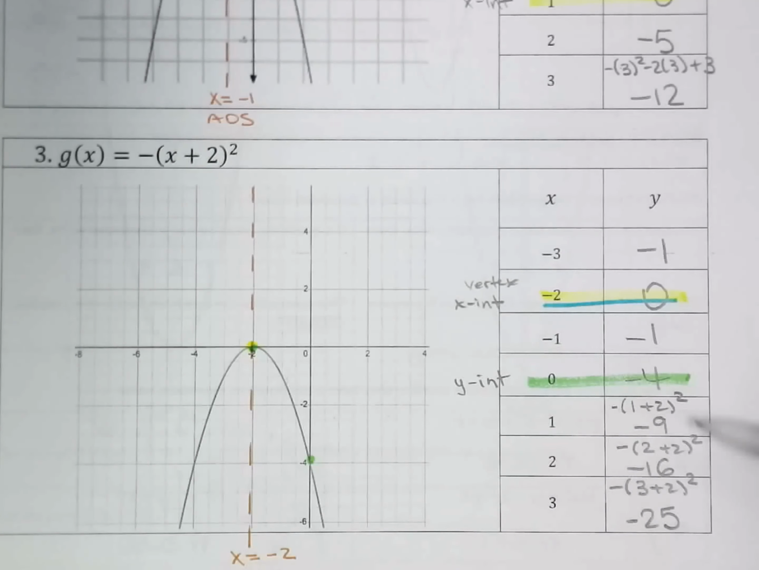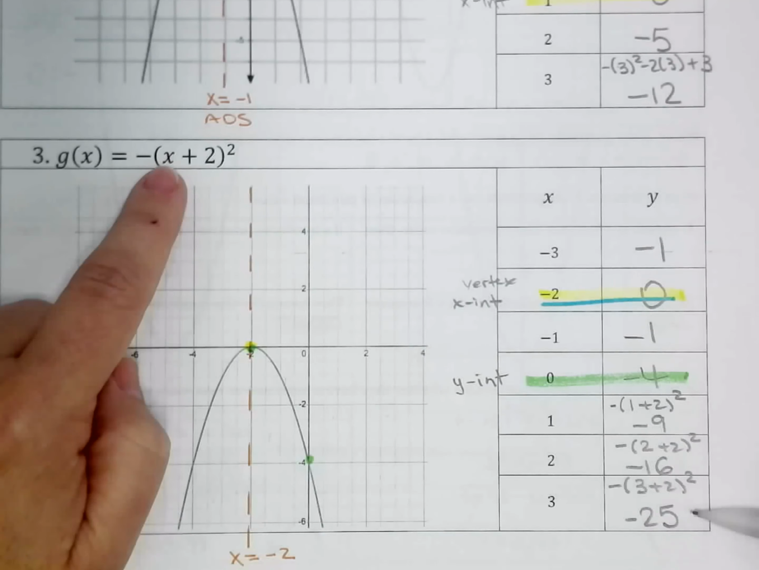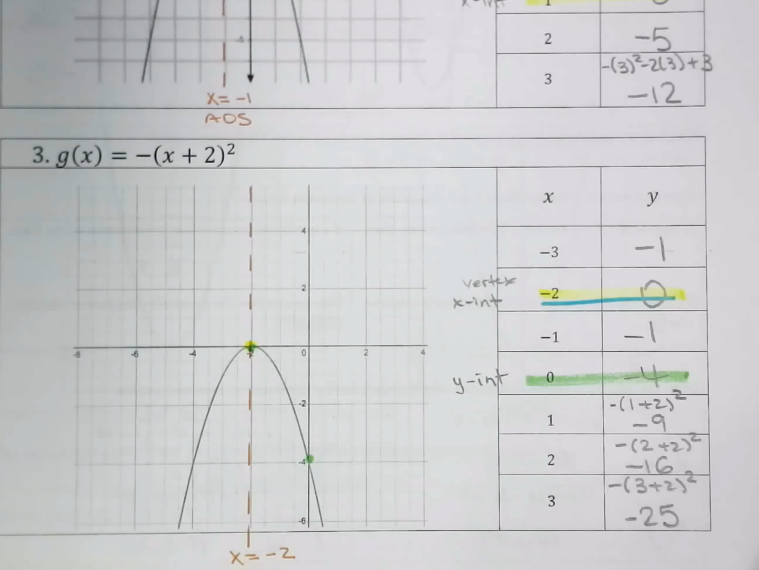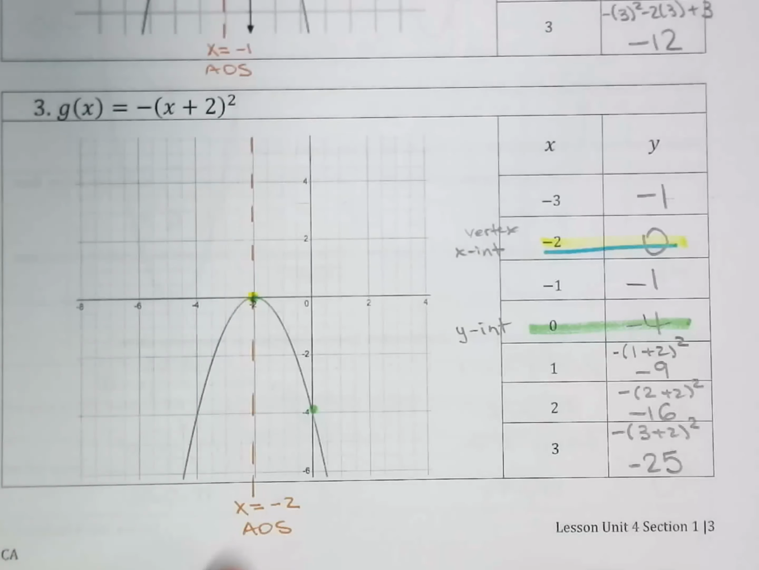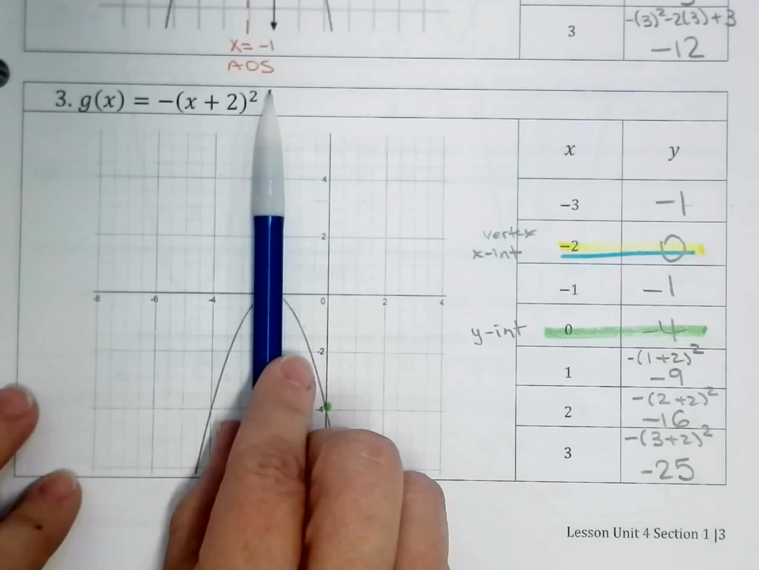And these points right there were not on the graph, so I had to substitute and plug that into the equation or the function to get me the output right there. And then the axis of symmetry, I have that x equals -2, that vertical line right there.